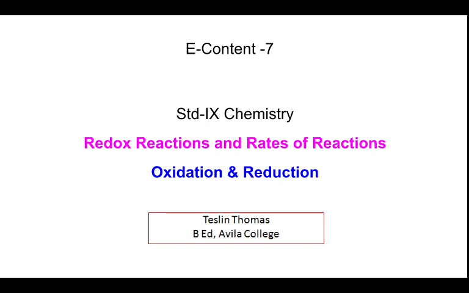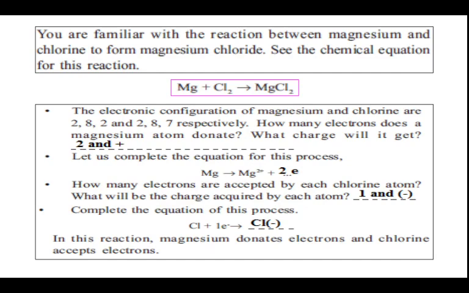Standard 9 Chemistry, Redox reactions and rates of reactions. Topic is oxidation and reduction. You are familiar with the reaction between magnesium and chlorine to form magnesium chloride.